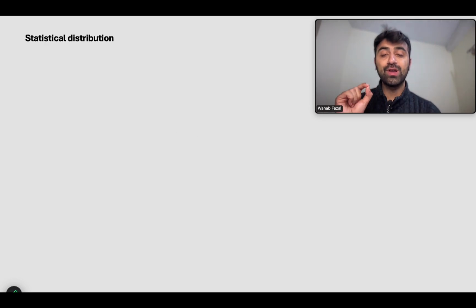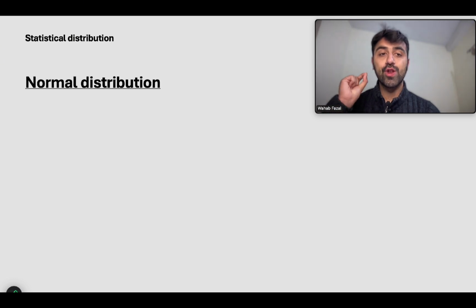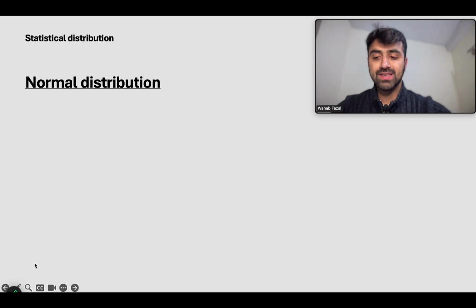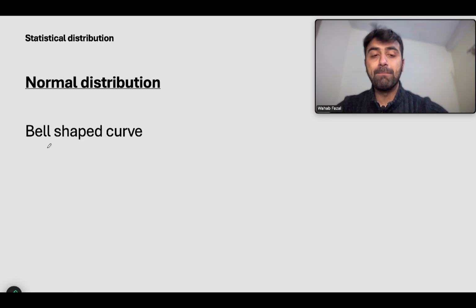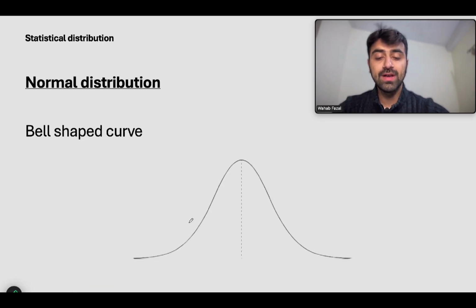So the first topic that we're going to talk about is something called normal distribution. What is normal distribution? What I want you to remember is just the bell-shaped curve. What is the bell-shaped curve? The bell-shaped curve looks something like this. It's symmetrical. It has a very prominent peak in the center. This is where the middle lies, and then it has both sides equal and symmetrical.